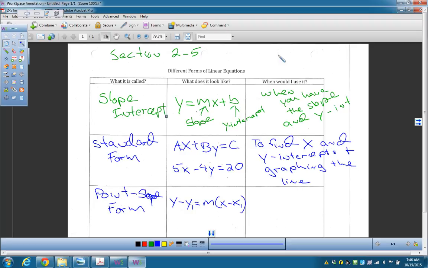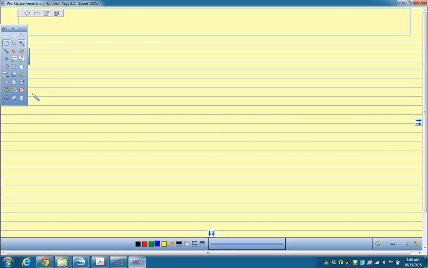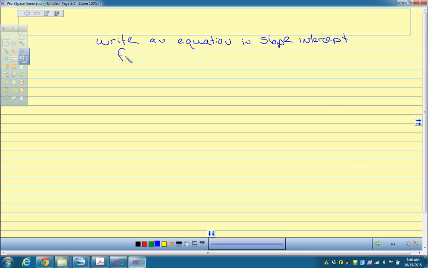So let's do a couple little examples. I'm going to give you whiteboards in a minute and have you do some. Write an equation in slope-intercept form for m equals -3 through (1, -4).